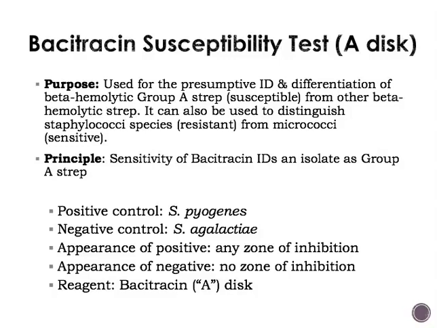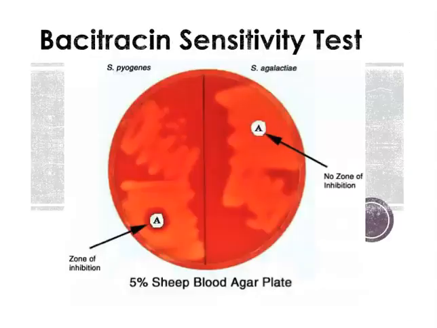This one is performed, and I think we looked at this exact same picture previously. It is performed in the exact same way that the P-disc is performed. So we choose a colony from the original patient culture, a colony that we find suspicious that we think might be group A strep.